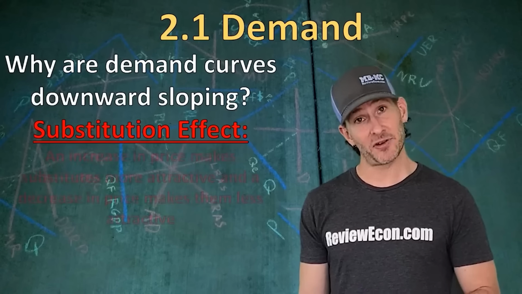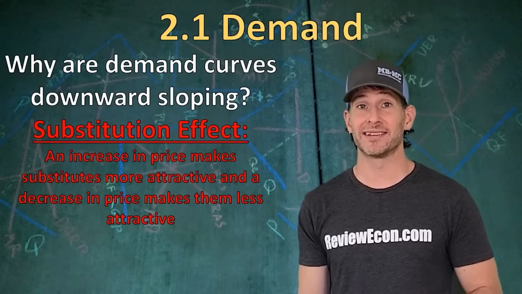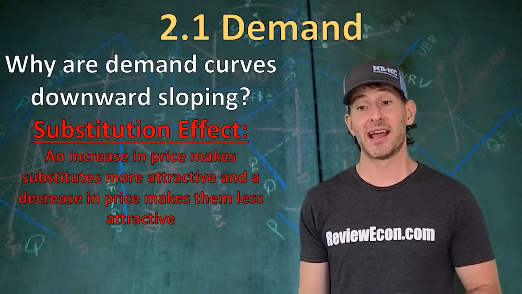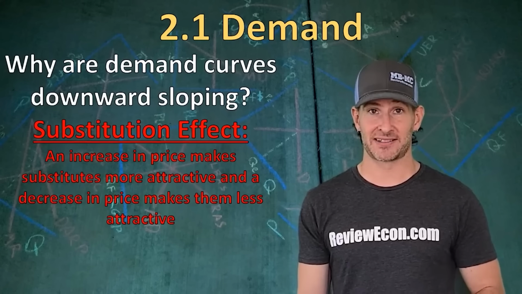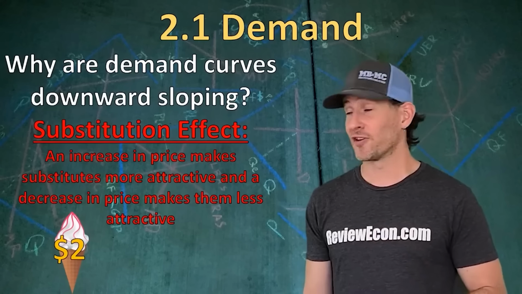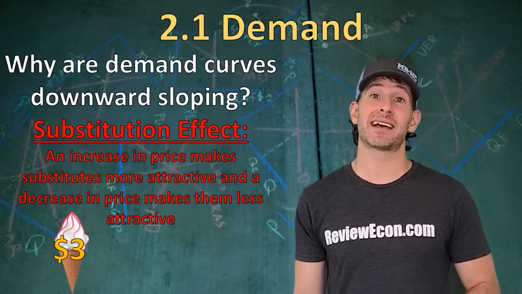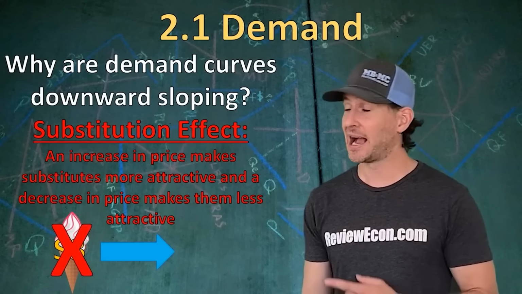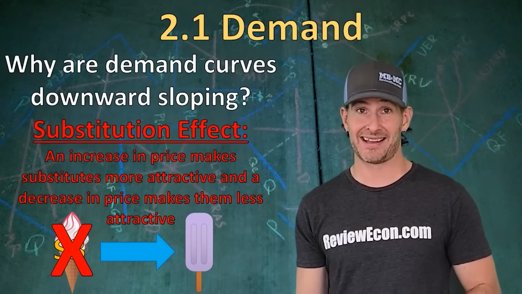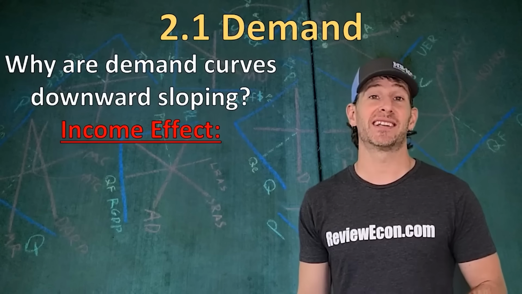That tells us that an increase in price causes substitutes to look relatively more desirable. And where there's a decrease in price, that makes the alternative substitutes less attractive. So, for example, when the price of ice cream goes up, I buy less ice cream partly because I'm going to buy more popsicles instead. That's the substitution effect. The next reason why is called the income effect.